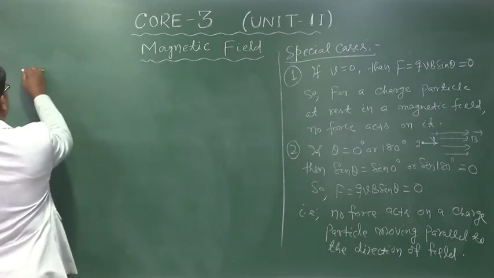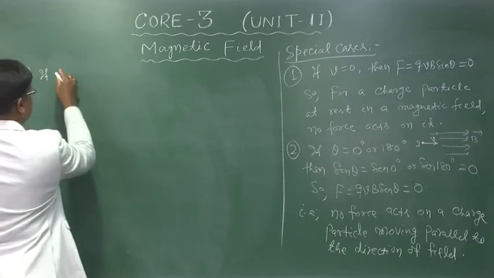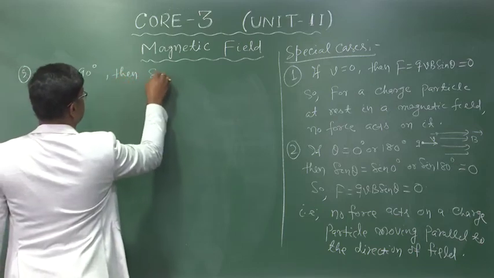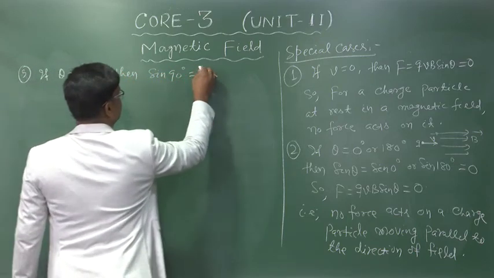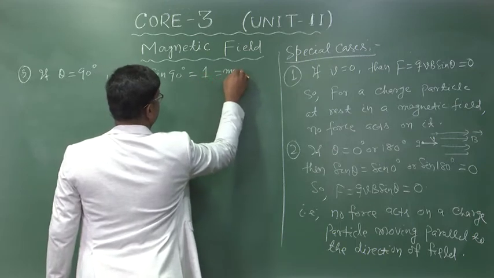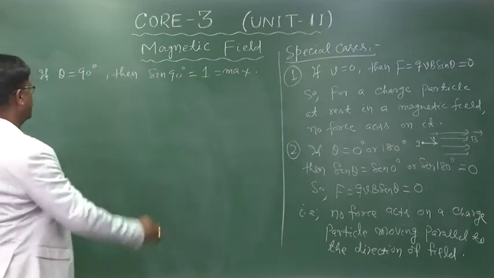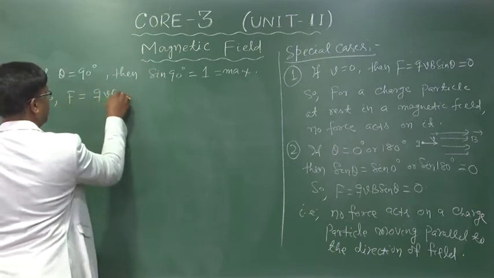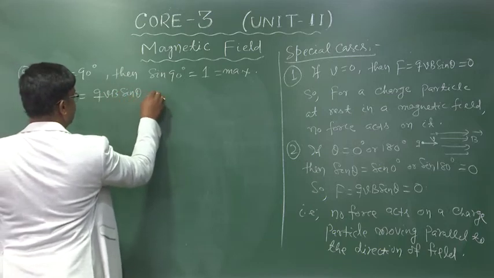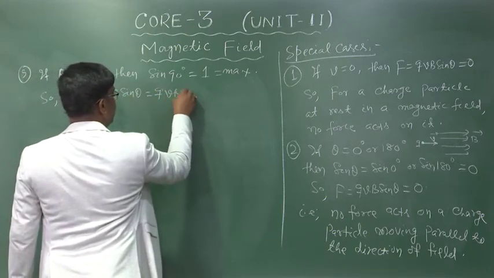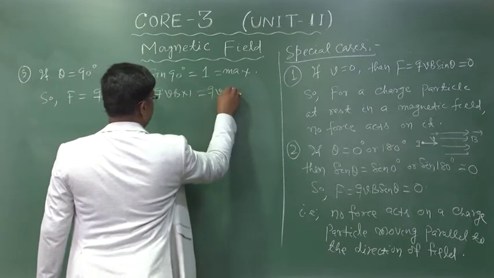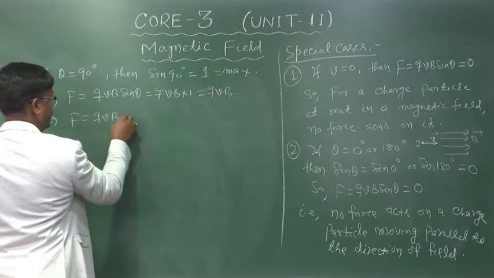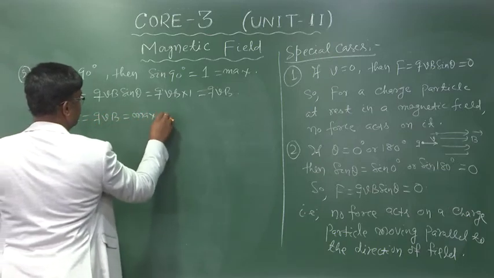Number 3 point, if theta equal to 90 degree, then sin 90 is equal to 1 equal to maximum. So, F equal to Q VB sin theta equal to Q VB into 1 equal to Q VB, which implies F is equal to Q VB equal to maximum.